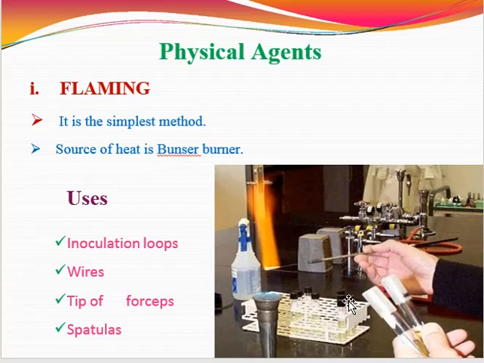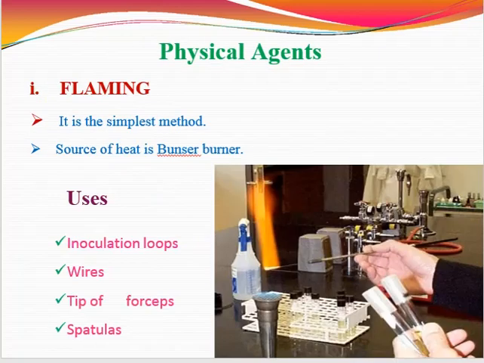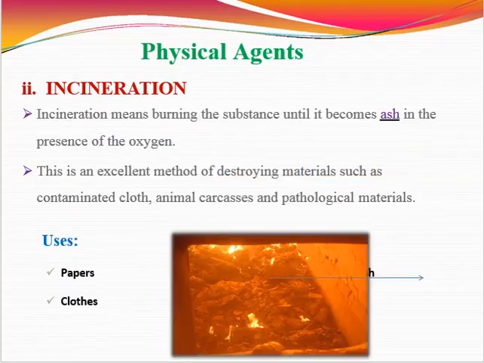Physical agents, next is flaming. Flaming is basically a drying effect. This is the simplest method, and the source of heat is a Bunsen burner. It is used in sterilization of inoculation loops, wires, and tips of forceps or spatulas.